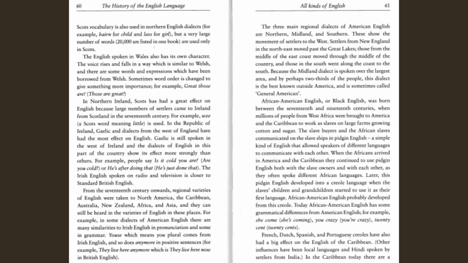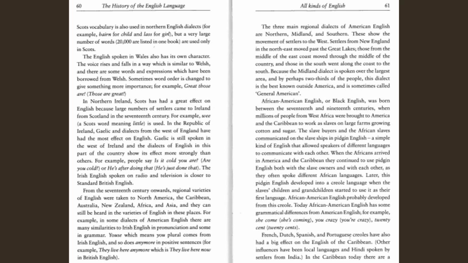In the Republic of Ireland, Gaelic and dialects from the west of England have had the most effect on English. Gaelic is still spoken in the west of Ireland, and the dialects of English in this part of the country show its effect more strongly than others. For example, people say, "Is it cold you are?" for "Are you cold?" or "He's after doing that" for "He's just done that." The Irish English spoken on radio and television is closer to standard British English.